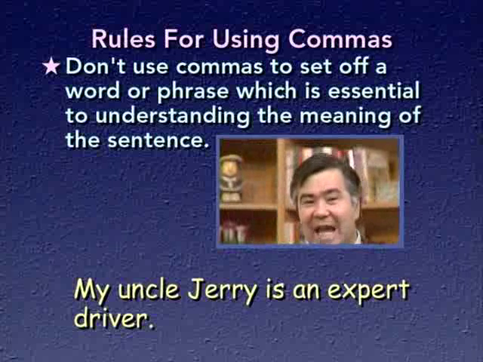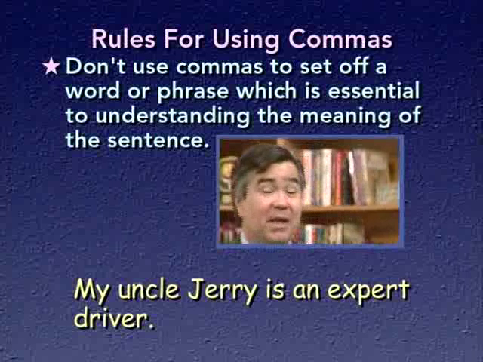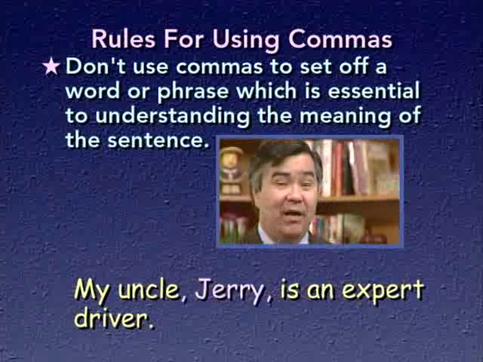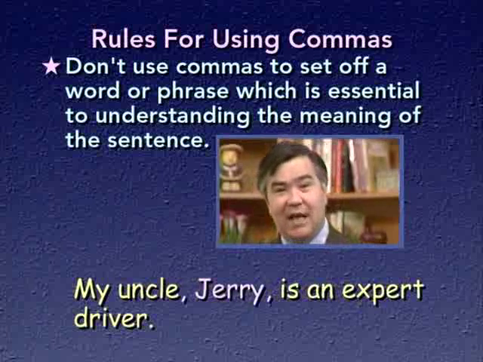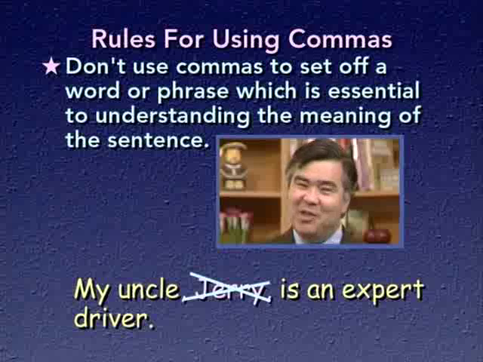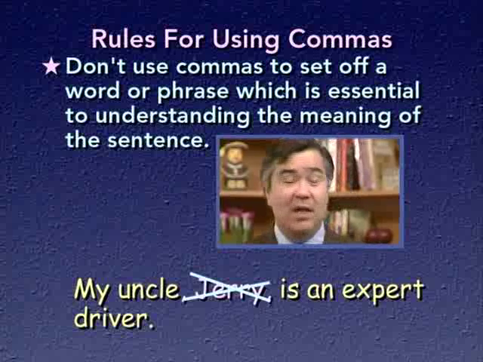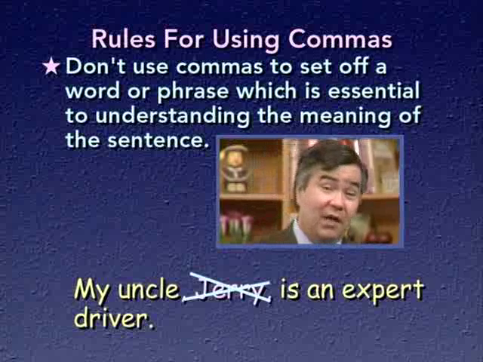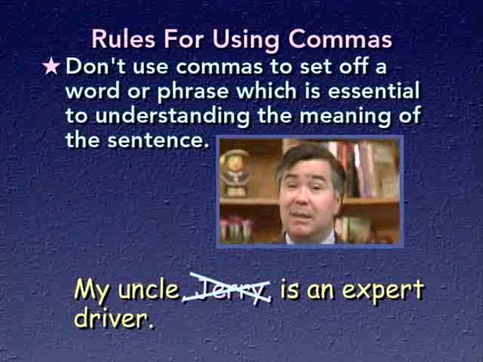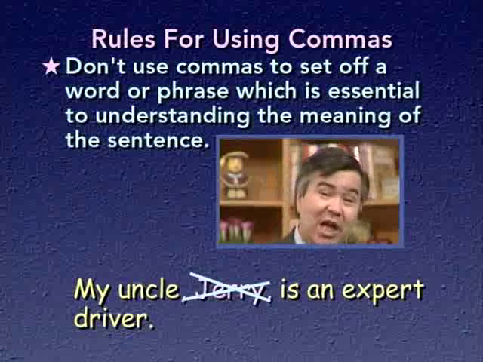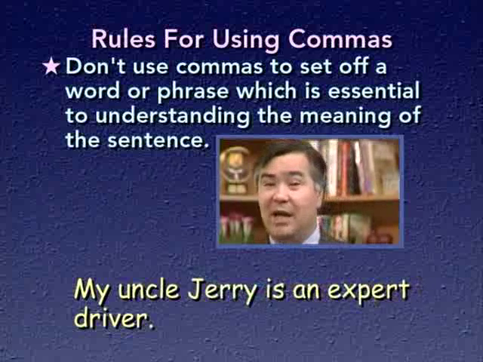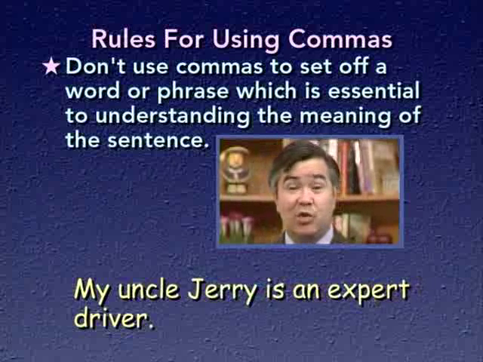Once again, the name Jerry might appear at first glance to be an interrupter. But if we put commas around it, what's left outside of the commas would be, my uncle is an expert driver. And once again, we can't be sure who exactly is being spoken about. I might have several uncles, and therefore to simply say my uncle is an expert driver might leave the meaning of the sentence somewhat unclear. Since the name Jerry is essential to the meaning of the sentence, it's better not to put commas around it and instead let the sentence read as one unit.